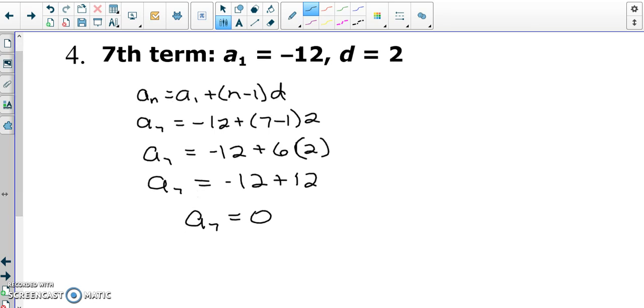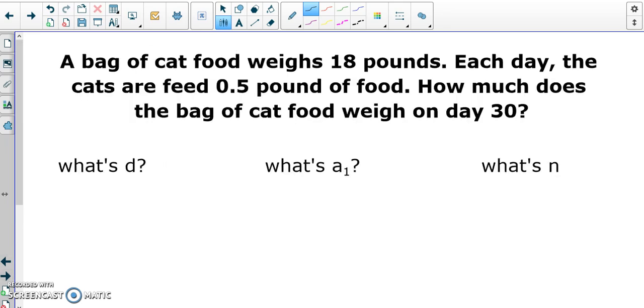So if you would just start at negative 12, start listing negative 10, negative 8, negative 6, negative 4. Our 7th term would be a 0. Okay, let's keep moving here. You will get some situations where we can use this formula to help figure out what's going on. It says a bag of cat food weighs 18 pounds. Each day the cats are fed 0.5 pounds of food. How much does the bag of cat food weigh on day 30?